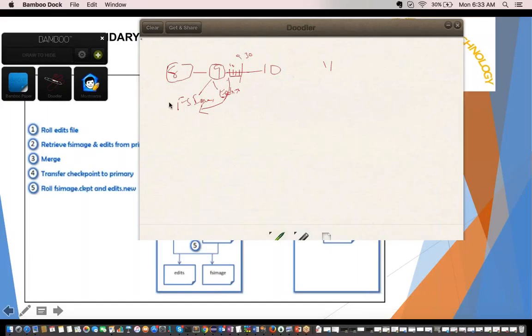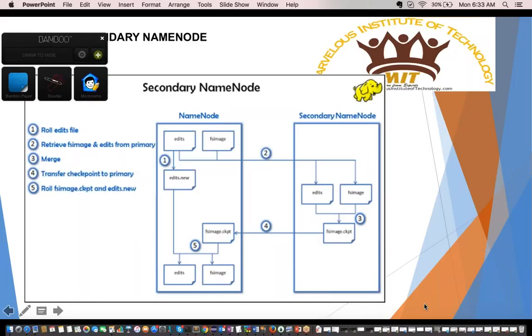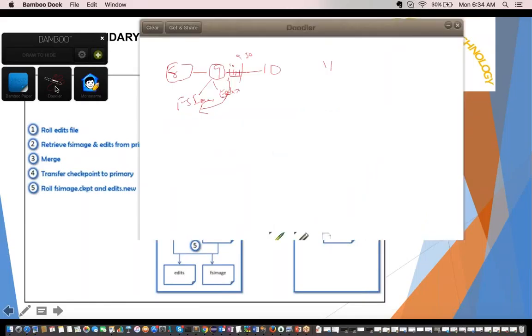One second, guys, my machine is busy. At least we reduced the time taken while restarting, without the secondary name node and with it, right? We just reduced it. Let me take a second scenario.